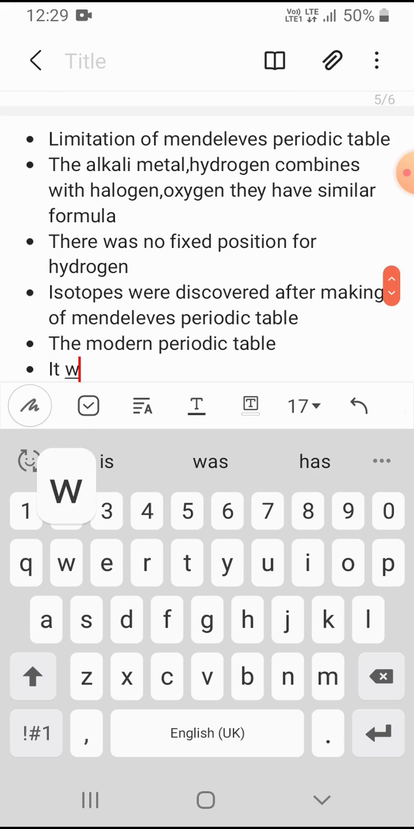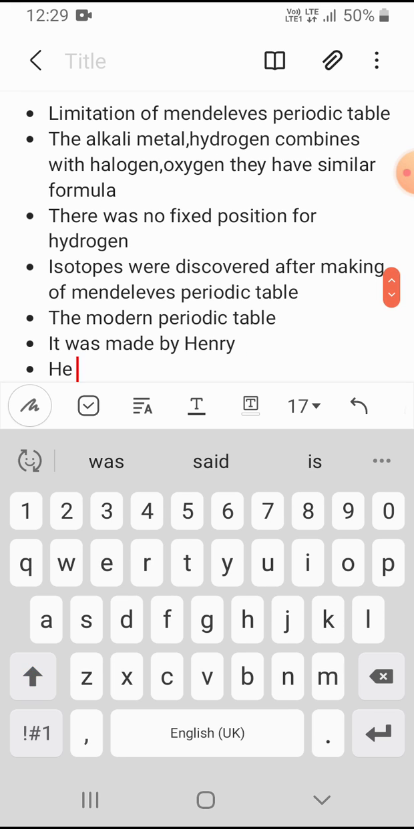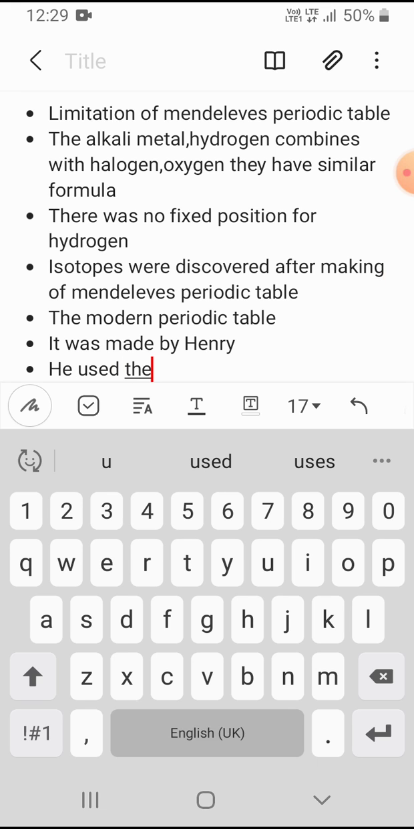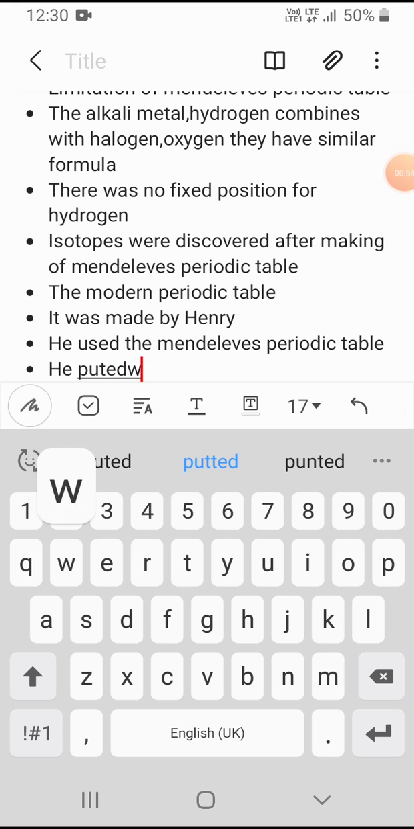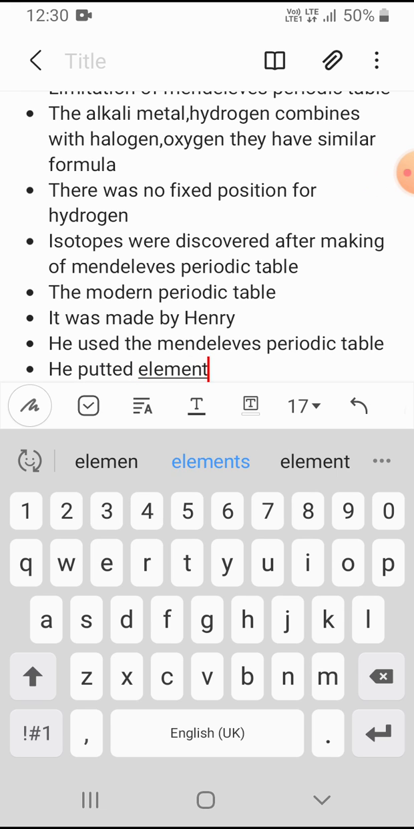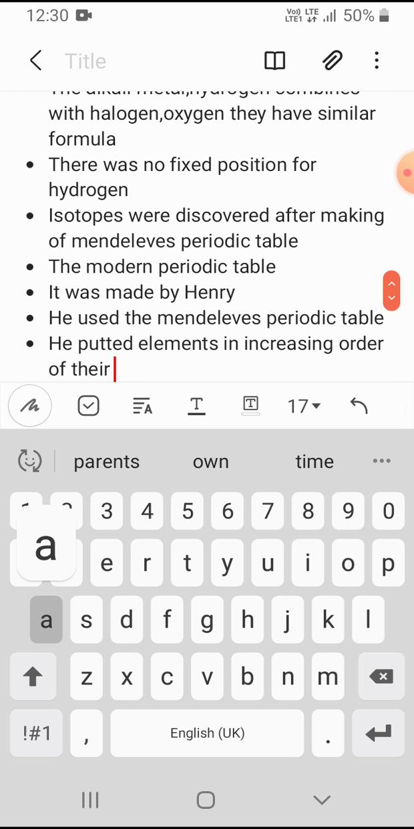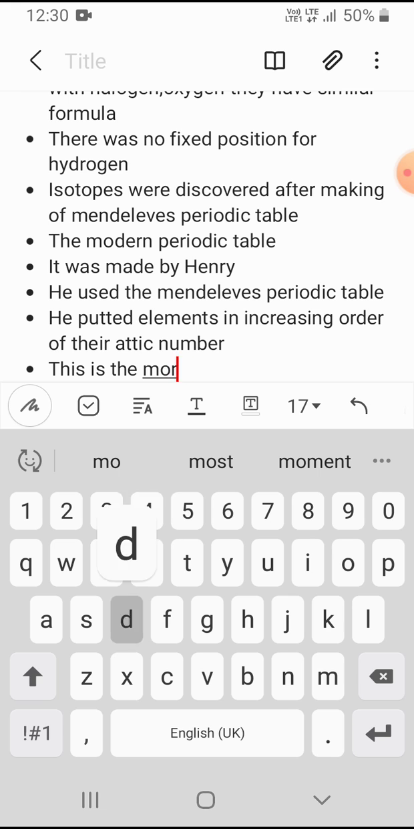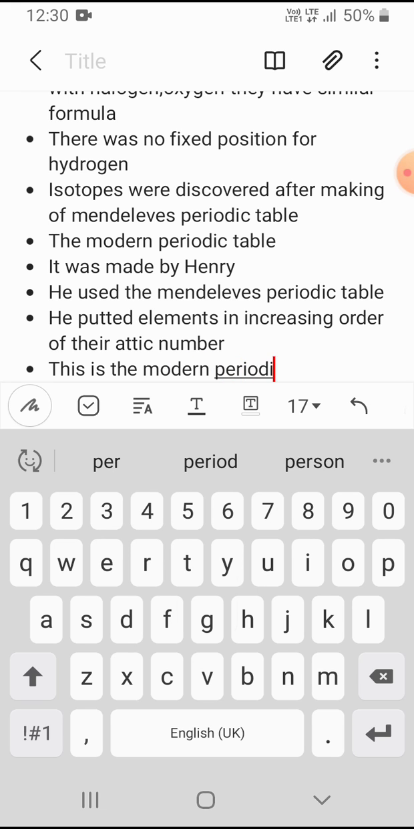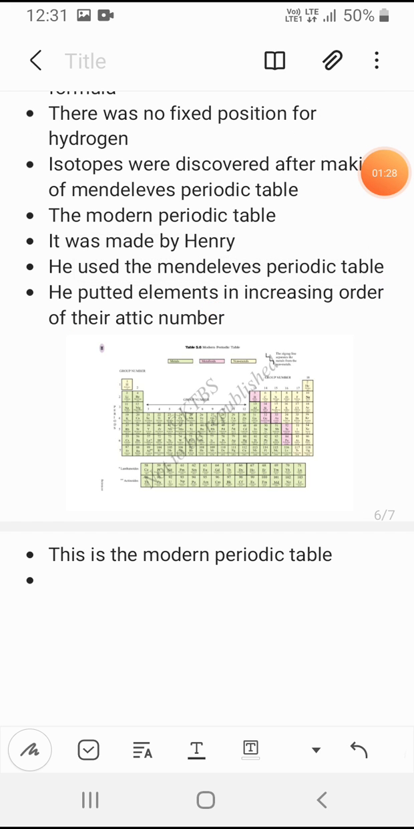It was made by Henry. He used Mendeleev's periodic table to make this periodic table, and he put the elements in increasing order of their atomic number. The element that has more atomic number he put at the top, and the one with less he put at the last. This is the modern periodic table that he made.